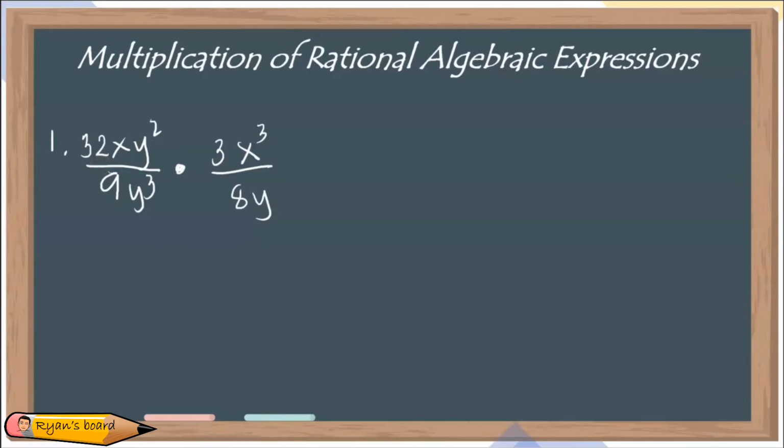Now, sa 32 and 9, meron bang number na pwedeng i-divide except 1? I think wala, no? Now, kung wala ito, tingnan mo ito. Itong 32 and 8, meron ba tayong pwedeng i-divide maliban sa 1? I think meron. That's 2. Pero, hanap tayo na mas malaki pa sa 2. Okay? 4. Pero meron pang mas malaki sa 4. That's 8. So, we divide this one by 8. So, 32 divided by 8, that's 4. 8 divided by 8, that's 1.